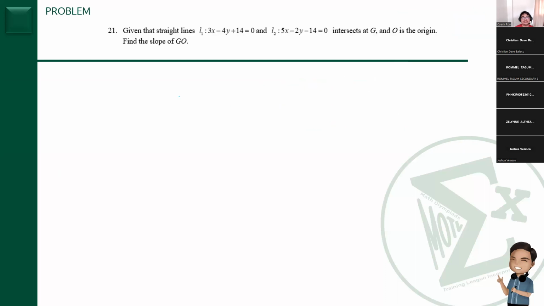Number 21. Okay, 21. Now, here's the tricky part. Let's deal with this one. So, okay, they intersect at G. All right, they intersect at G.